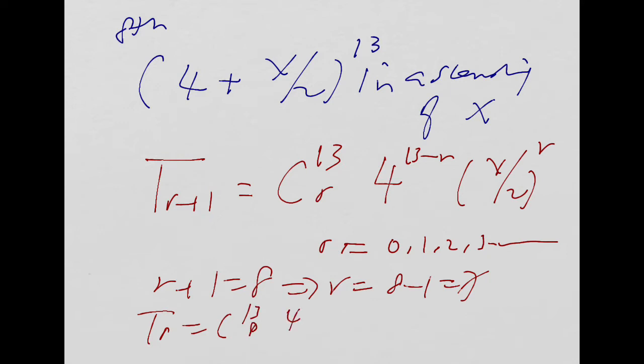Oh, 13 minus 7 is 6. Okay, this is 1 over 2 to the power 7. So you get 54912x^7. Okay, got it? So this is an example. Then they ask you to practice now. Find the answer of this.